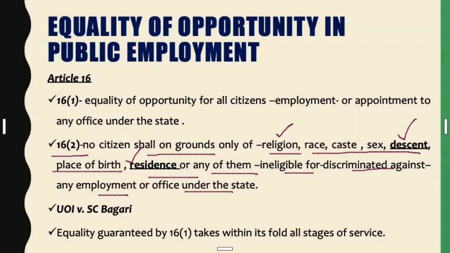So, अगर आप अपना second word देखेंगे जो कि है descent, ये prohibit करता है employment based on hereditary principles. So, कोई भी person कि same family members को आप appoint नहीं करेंगे just because they belong to a certain category or they belong to a certain person's family. So that is also prohibited when you're considering the person for public employment.